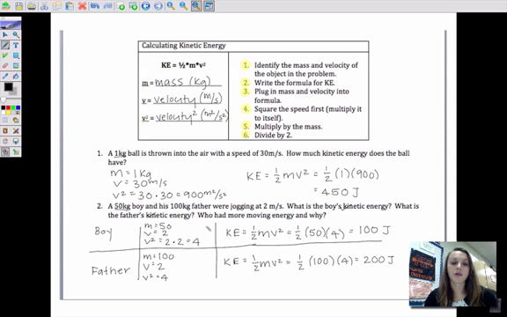But our last question asks, who had more moving energy and why? Well, clearly, the father had more moving energy because the number of joules is higher. But if we look at our individual components, the reason he had more kinetic energy is because he has more mass. So to sum that up in one sentence, we would say the father had more KE because his mass was greater.